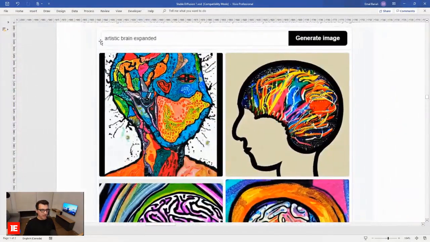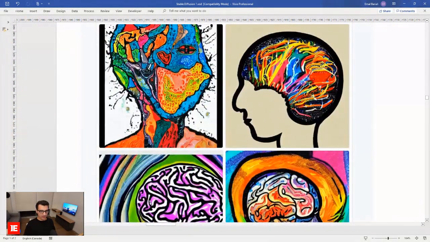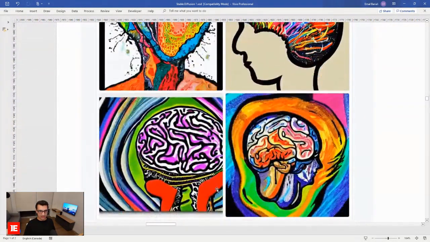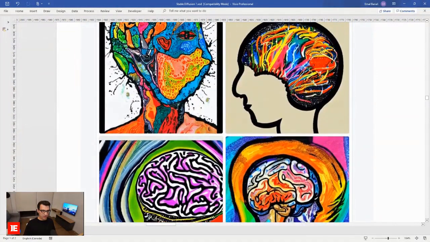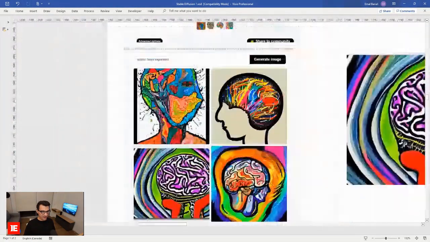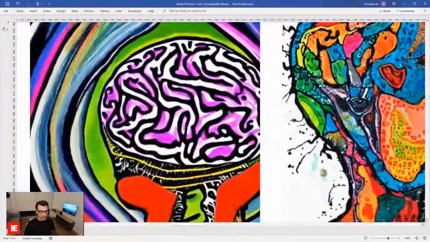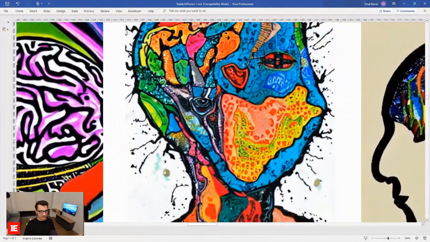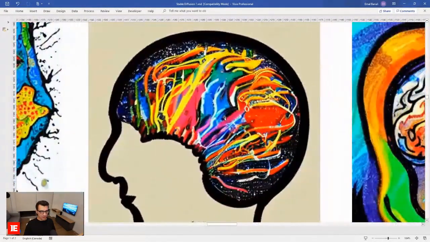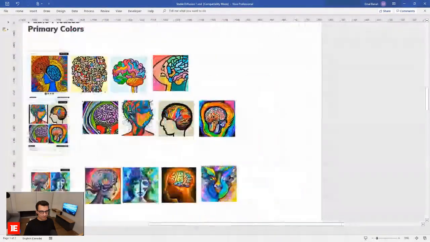But on the "artistic brain expanded," it basically just spit out whatever it thought it is that I'm looking for, I guess. All of these have a picture of a brain, kind of something that looks like a brain inside of a person's head. So if you take a closer look at a couple of these, it's what the first one looks like. Here's the second one, third one, kind of like this one too, and the fourth one.